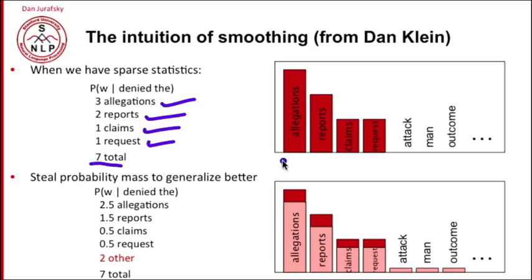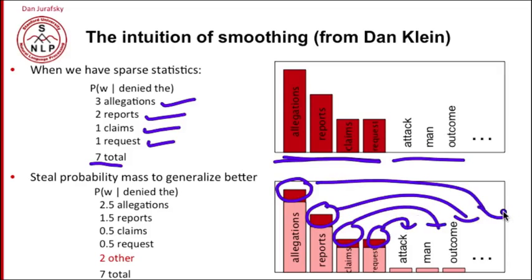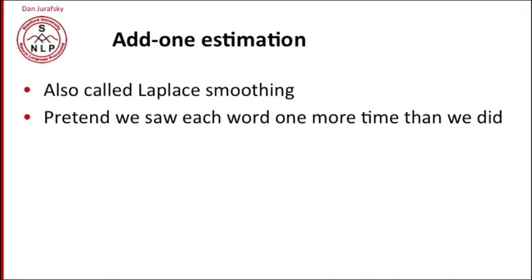So this is our training data. And this is the maximum likelihood counts, so these things occurred after denied the, and these never occurred. We'd like to steal a little probability mass from each of these words and put that probability mass onto all other possible words, or some set of words, so that the zeros go away. And the simplest way of doing this is called add-one estimation, or Laplace smoothing.